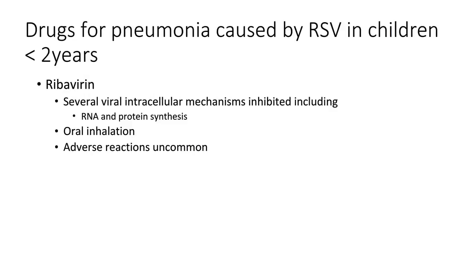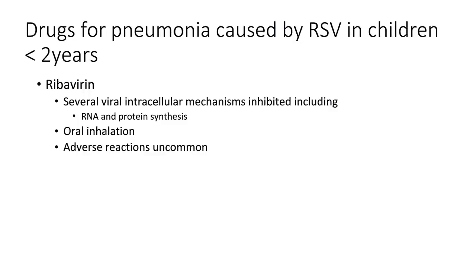We've also noticed that respiratory syncytial virus is a cause of pneumonia in children, and for those that are less than 2 years old, they use a drug called ribavirin. Now, this particular drug inhibits intracellular mechanisms to stop new proteins and new RNA being produced by the virus. And again, it's an inhalation drug delivery, and the adverse reactions are not all that common. And being an inhalant is probably an easier thing with young children under 2 anyway.